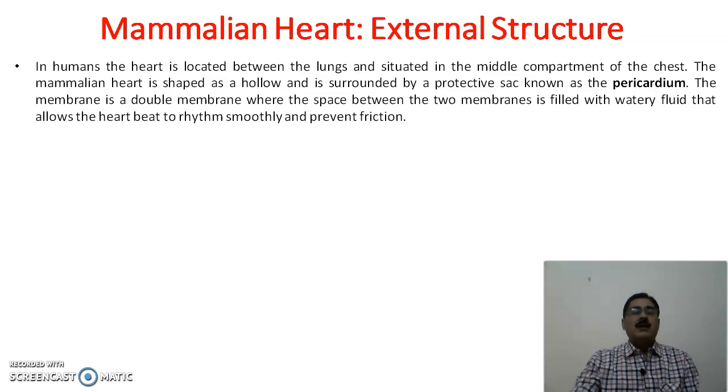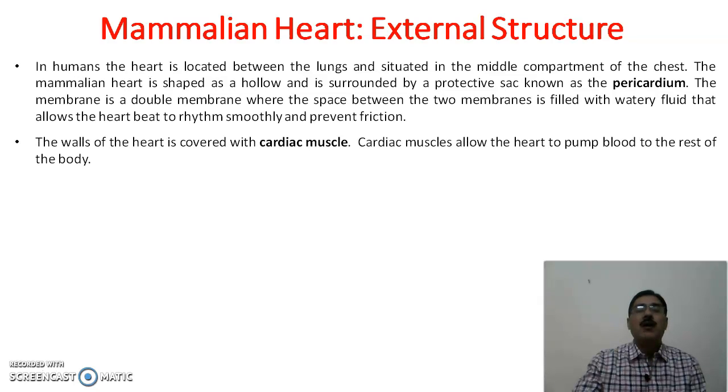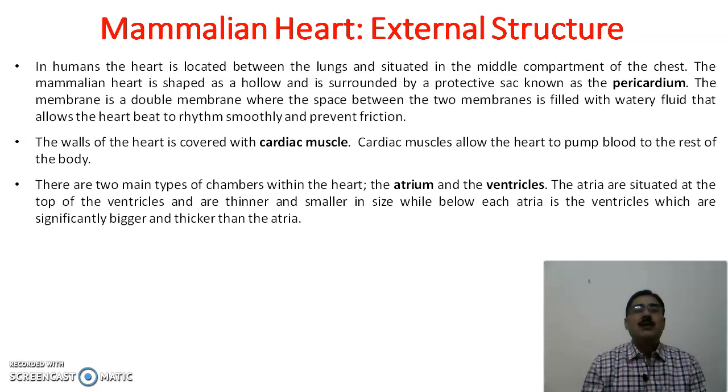Now the heart, the mammalian heart, is surrounded by a protective sac which is known as the pericardium, which is double layered, the epicardium and myocardium, and the space between these two, the pericardial space, is filled with a watery fluid, the pericardial fluid, and this pericardial fluid actually prevents friction whenever the heart contracts or relaxes. The walls of the heart are covered with cardiac muscles, and the cardiac muscles allow the heart to pump the blood to the rest of the body.